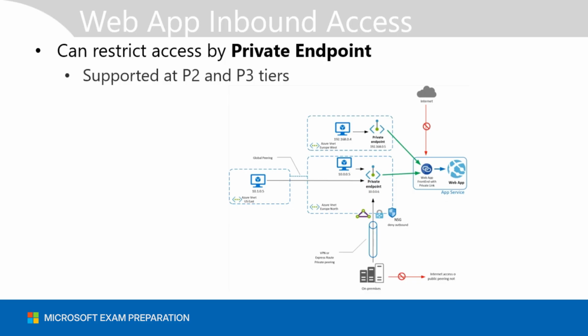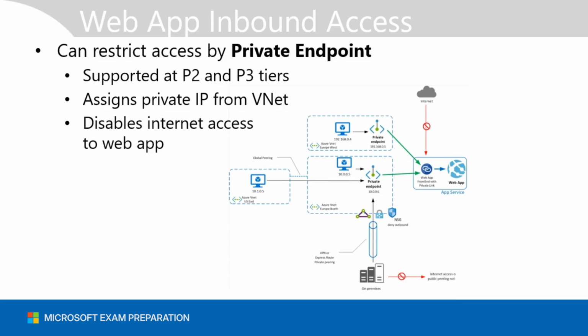So that's a powerful feature if you want to really make the web app that you have deployed into a private access only. This is only supported at the P2 and P3 tiers, so this means it's going to be an expensive option. It's not terribly expensive, just depends on what you want to pay for and what you need. As I said, it gives you a private IP address on a VNet and then disables internet access. So it's another important point. Once you set up private endpoints like this, you've essentially privatized your web app.